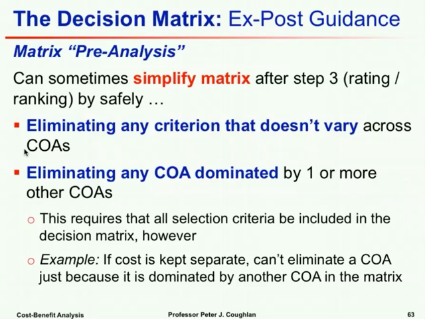Now that said, it requires that all selection criteria be included in the decision matrix, right? So if cost is kept separate, you can't eliminate a course of action just because it is dominated by another course of action in the decision matrix if the decision matrix only includes, for example, the benefits, right? But when you've chosen to include all of the decision criteria in the decision matrix, which sometimes is done, and a course of action is inferior or is outperformed or equally performed on every measure by another course of action, you can, right then and there, eliminate that course of action from attention.